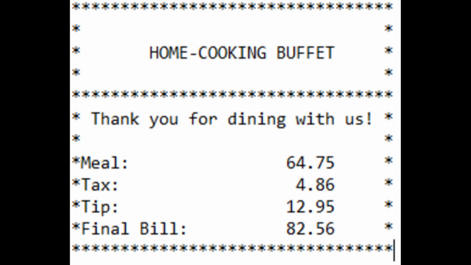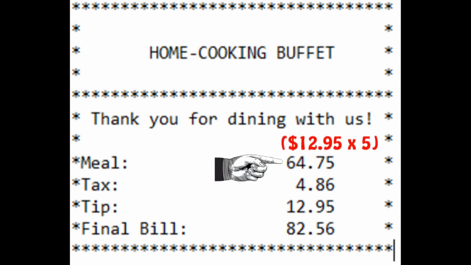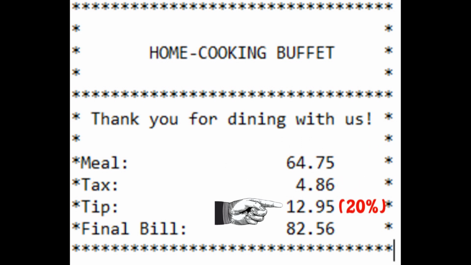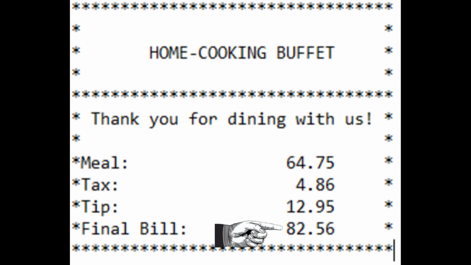Buffet or not, the cost of dining out generally factors in all the same things, right? We have the subtotal, which is the $12.95 to get into the buffet, the tax, and the tip. By adding all of these together, we get our final bill. Our program is going to recreate this receipt for the user.